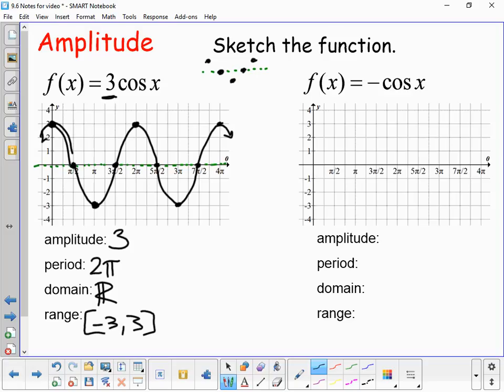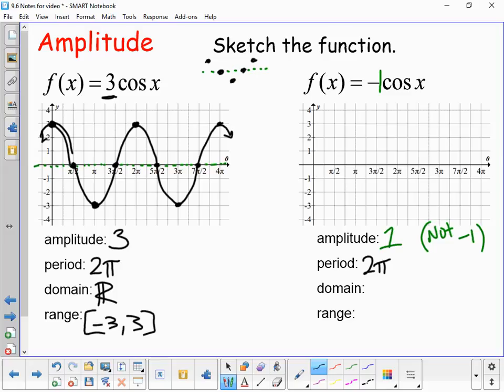And one more of these, we have negative cosine of x. So our amplitude here would be that coefficient. Its amplitude is 1, not -1. Be careful there. Remember, the negative is just telling me that the function is reflected. So the amplitude itself is 1. The period is still going to be 2 pi.